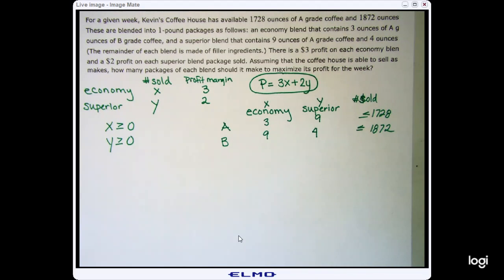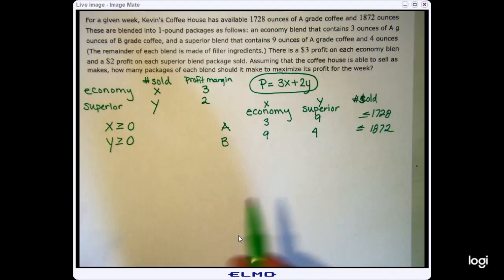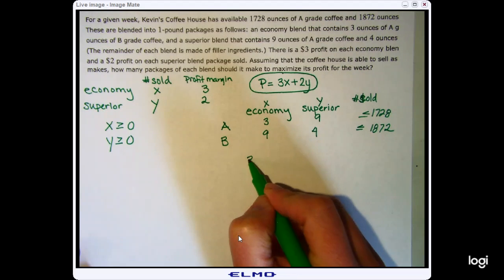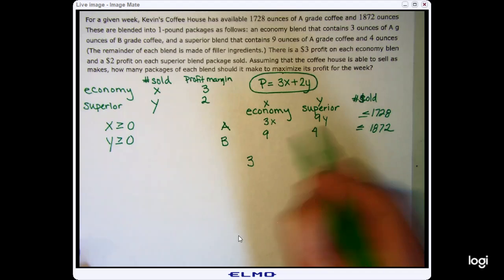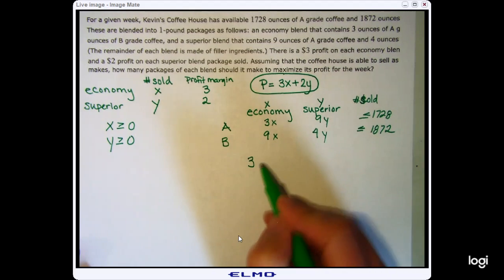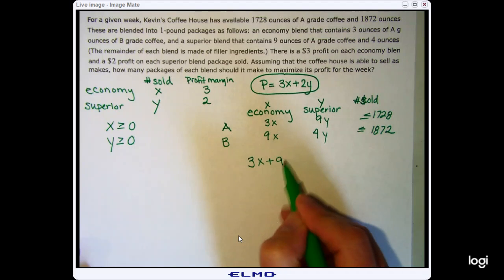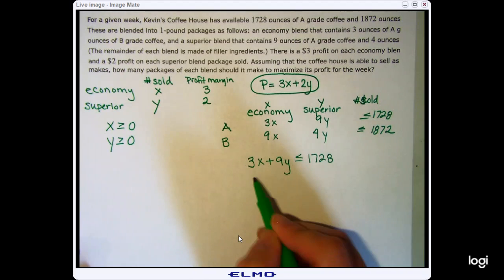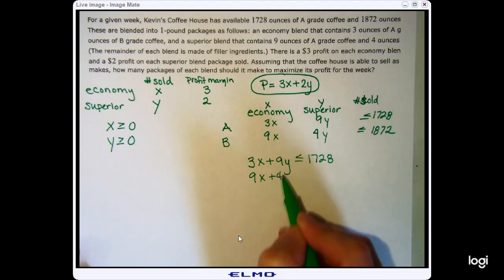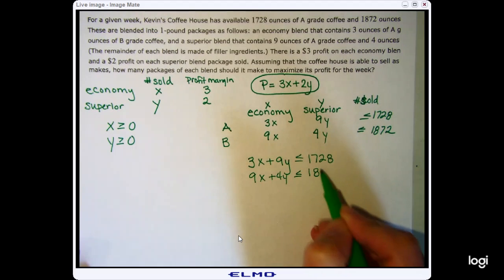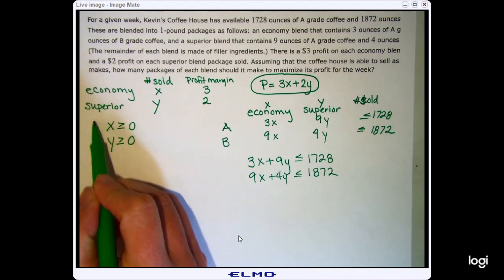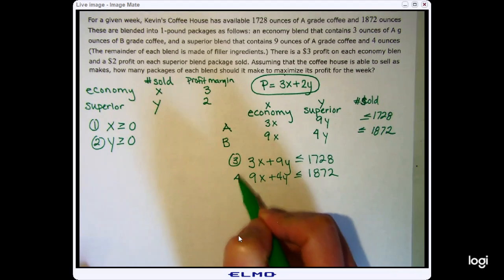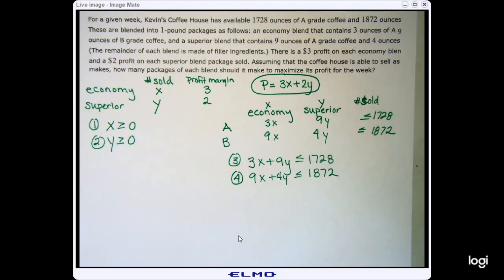And now let's come up with some equations from this. We can say 3x, 9y. There you can see where I'm getting that. 3x plus 9y is less than or equal to 1728. 9x plus 4y is less than or equal to 1872. Now I have 1, 2, 3, 4 equations that I have to graph.